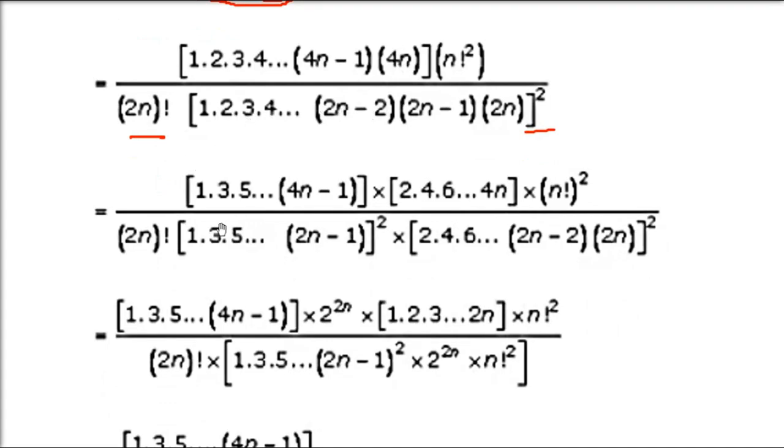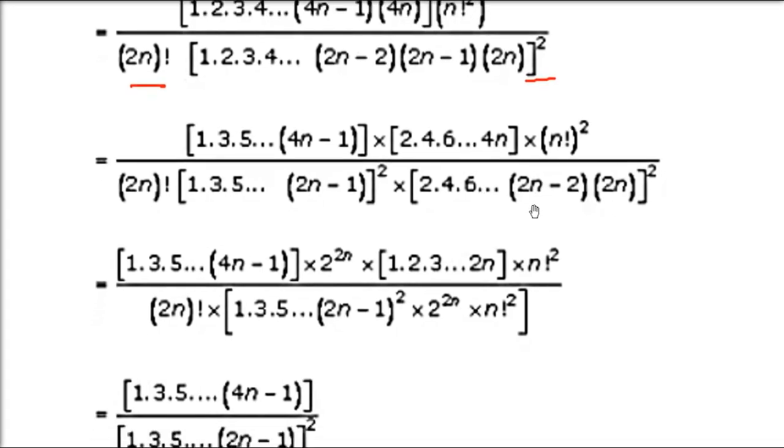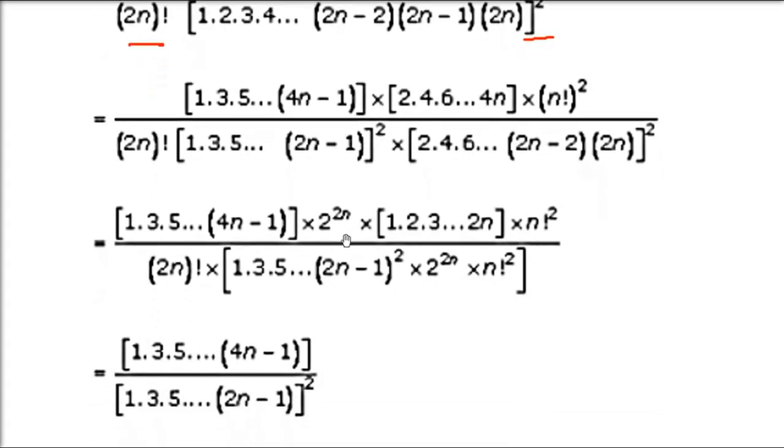Now here also we will take the even and odd. So 1, 3, 2n minus 1. This even odd we have taken. Now take the odd outside. 2, 4 and 2n minus 2 and 2n. This odd even we have taken separately. Now here you see that in this 2, 4, 6, 4n, this one, factorial n square, let it be there. I am talking about 2, 4, 6 till 4n.